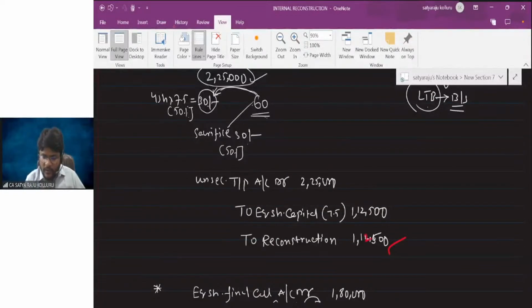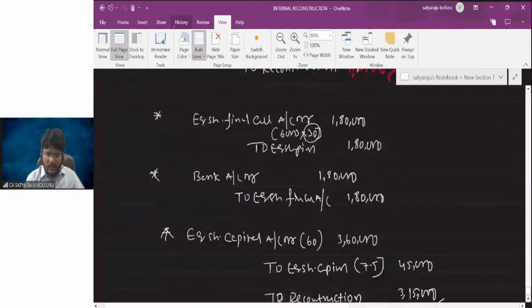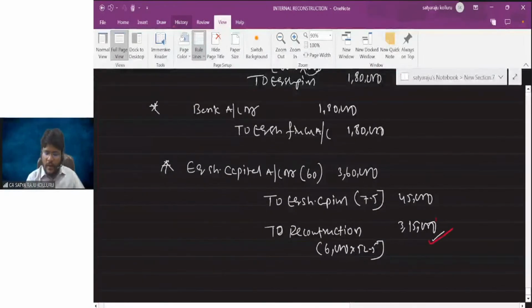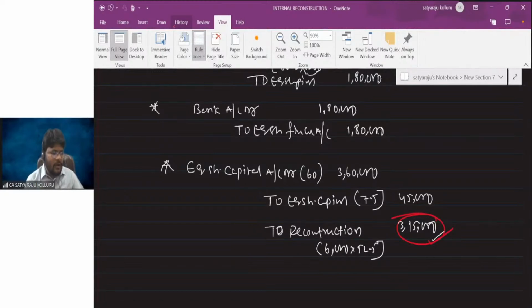1,45,000 or 1,12,000. Sorry, this is 1,12,500. So please, all of you go for 1,12,500. Add 1,12,500, plus come down. Here just now you got 3,15,000. Add 3,15,000. How much balance do you have? Total 9,07,500 is there in the reconstruction account. Am I correct, guys? 9,07,500 we have under reconstruction.